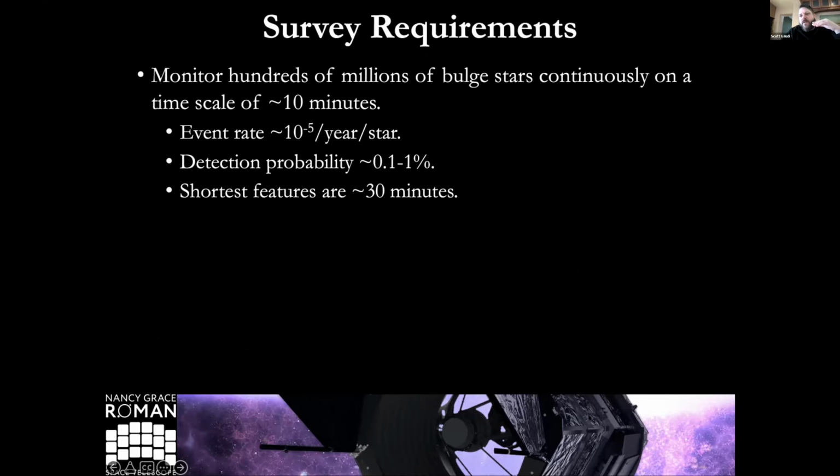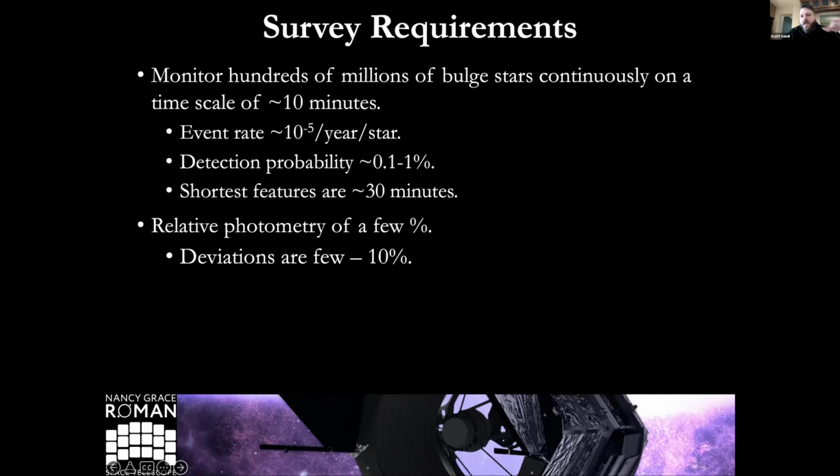So given those science requirements, then we can specify survey requirements that will allow us to meet them. Given the properties of microlensing, its rarity, and the frequency of microlensing events towards the galactic bulge, we know that we have to monitor millions of bulge sources continuously on a timescale of roughly 10 minutes in order to be sensitive to Earth mass planets and below beyond the snow line. That comes from the event rate, the detection probability of Earth mass and lower mass planets, and the duration of the shortest features, which is set by the crossing time of the source, which is about 30 minutes.